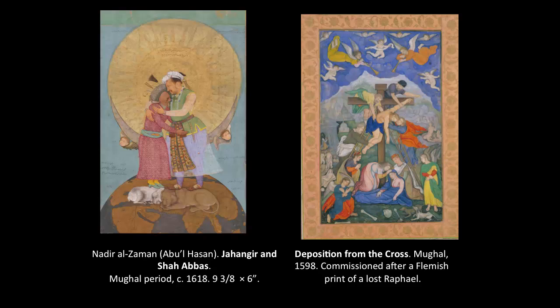This is a curious illustration to have survived. It's painted in the Mughal style, using the particular colors and elements favored by Mughal artists. But it is a reinterpretation of a lost Flemish print after a painting by Raphael. So it's quite a circuitous route to get to this Mughal representation of an Italian Renaissance image.